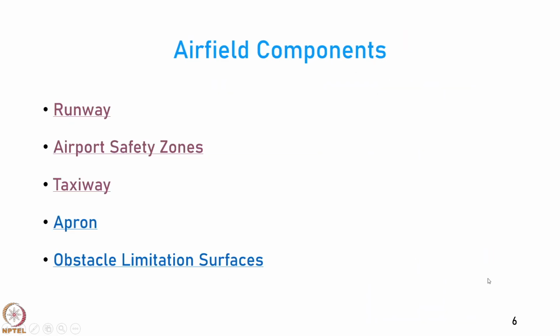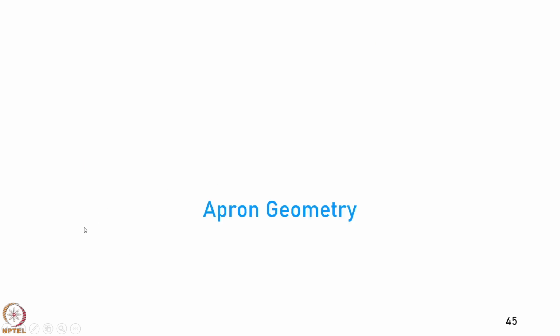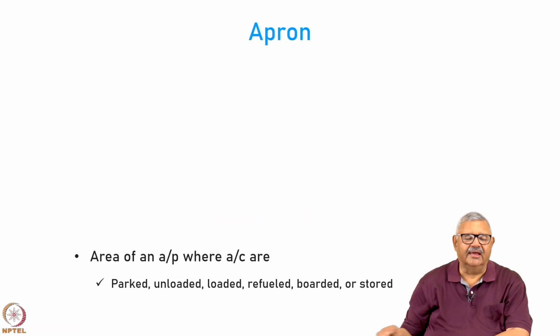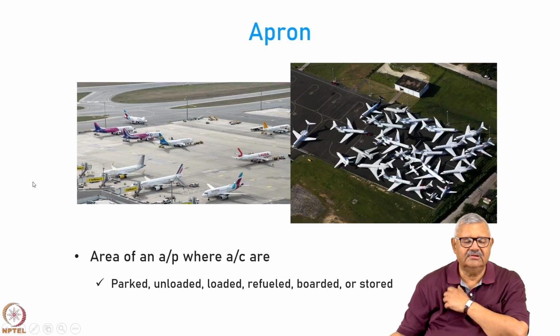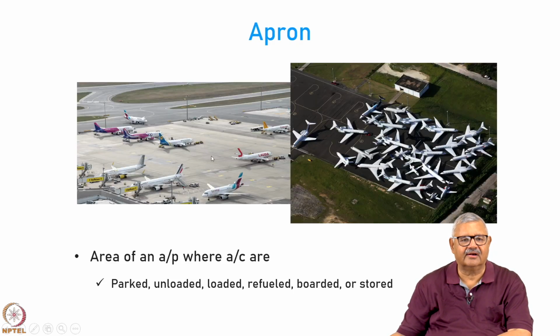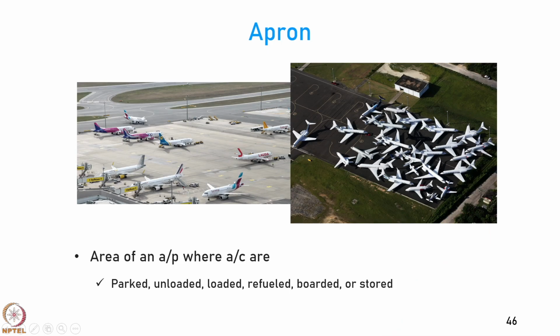Now let us look at the next item, which is the apron. Apron is essentially an area of the airport where the aircraft are parked or unloaded, loaded, refueled, passengers board, or they are stored. So, these are the areas where you can see the aircraft standing before and after they complete their takeoff and landing respectively. So, this is also an apron where everything is parked together.